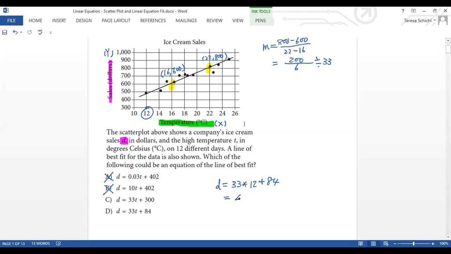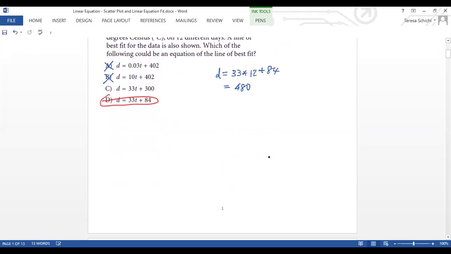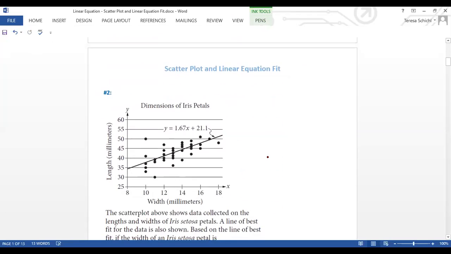So it's 480. As you can see in here, this point is pretty close to 500. So I know my answer here will be D. If you do C here, this will give you way bigger numbers, right? So that will not work. Okay, so that's it.